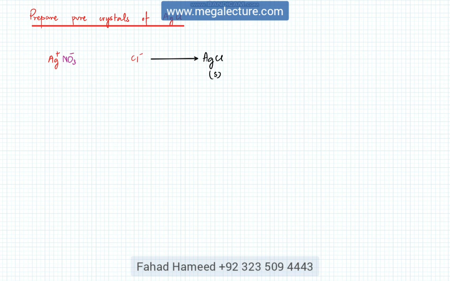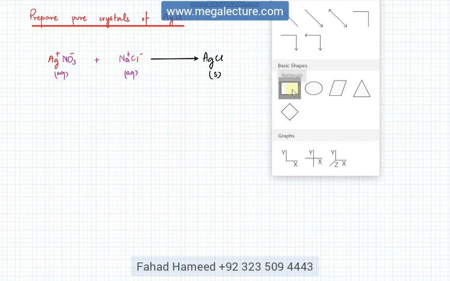Now I need another compound that has Cl minus one ions, but it's got to be soluble as well. So I can go with NaCl. Let's go with NaCl. That's it. And both of these compounds are very, very soluble. So we've found our two reactants, and what I'm going to do is just add them in a beaker.